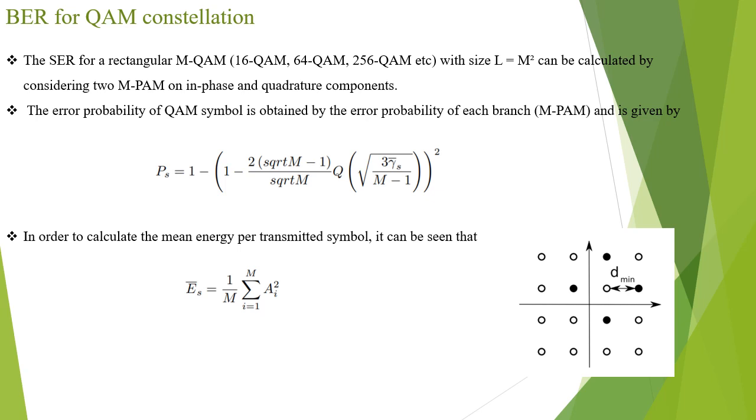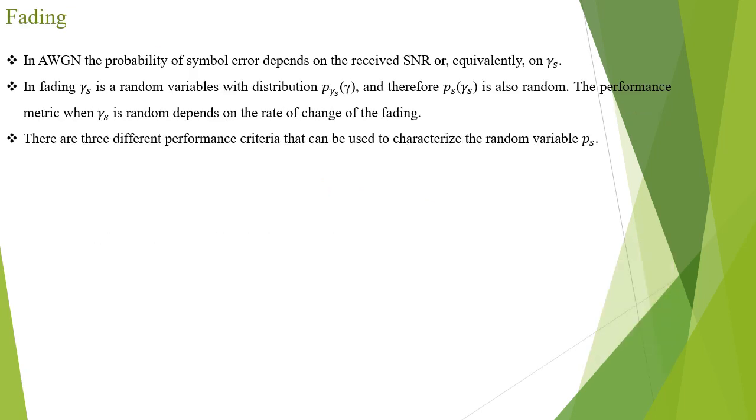Now, in order to calculate the mean energy per transmitted symbol, it can be like that. A fading channel can be considered as an AWGN with a variable gain. The gain itself is considered as a random variable with a given PDF. There are three different criteria that can be used to characterize the random variable Ps.